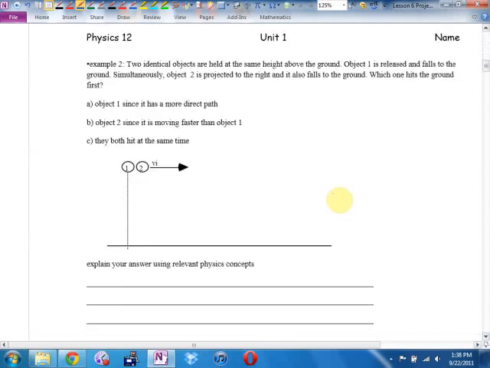Example two. Suppose I had two identical objects. Suppose I took my Nerf dart gun and held it horizontal, and I also just held a Nerf dart in my other hand, and I dropped this dart at the same time as I pulled the trigger. What would happen? Which would hit the ground first? Object 1, since it has a more direct path? Object 2, since it's moving faster than Object 1? Or C, they both hit at the same time?